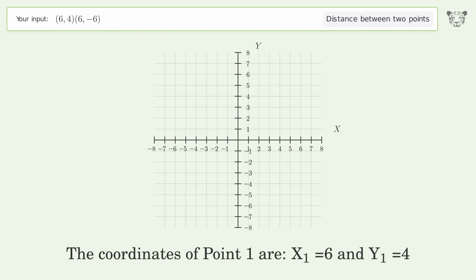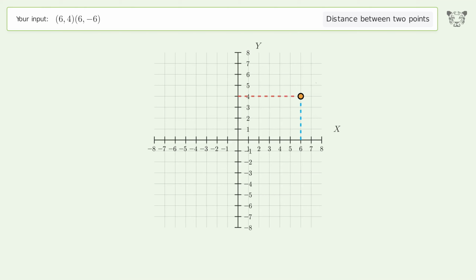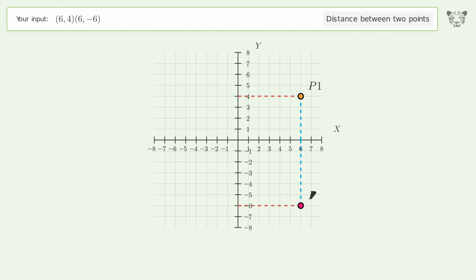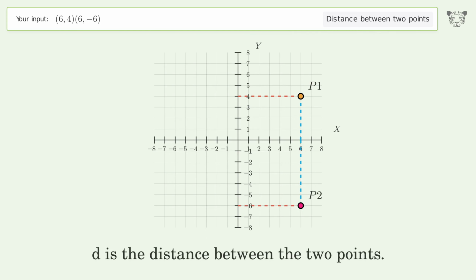The coordinates of point 1 are, x1 equals 6 and y1 equals 4. The coordinates of point 2 are, x2 equals 6 and y2 equals -6. D is the distance between the 2 points.